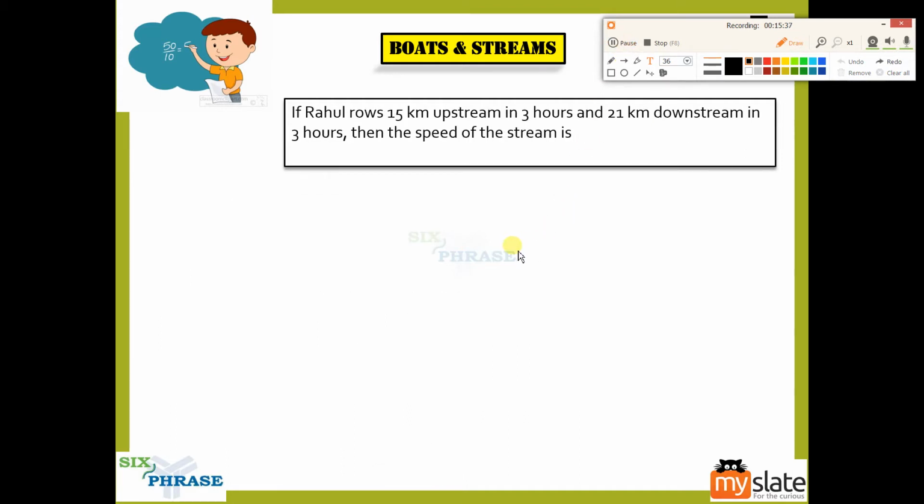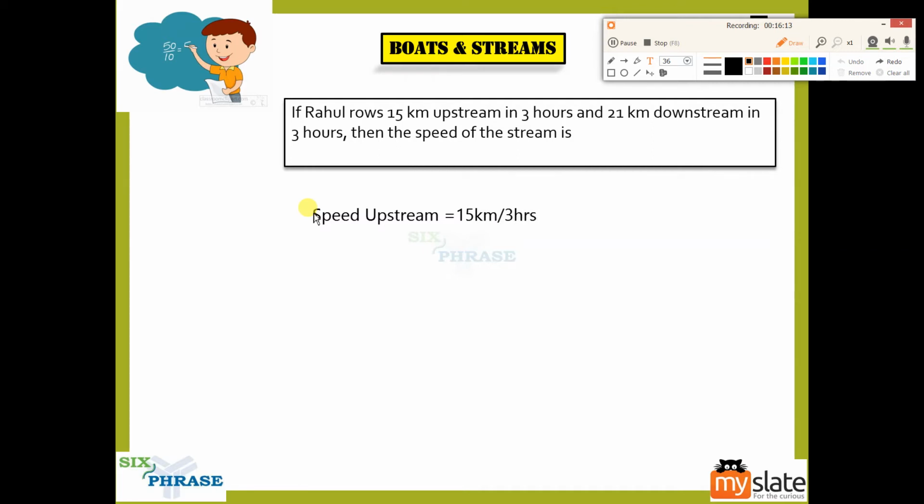So if Rahul rows 15 kilometers upstream in 3 hours and 21 kilometers downstream in 3 hours, then the speed of the stream is... okay. So they've given upstream speed and downstream speed. Can you spot it? What is given as upstream speed is 15 kilometers per 3 hours, right? So we can say speed upstream is equal to 15 kilometers, guys. This is 15 kilometers per 3 hours.